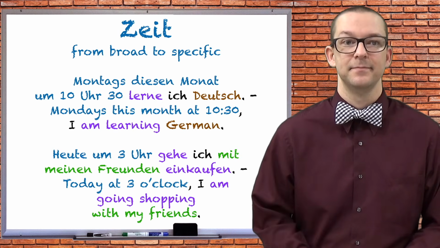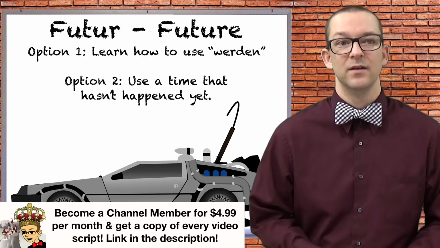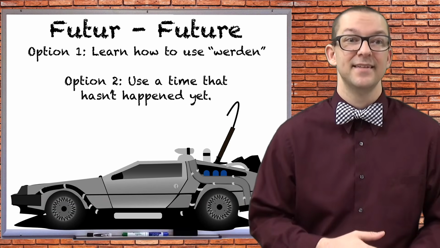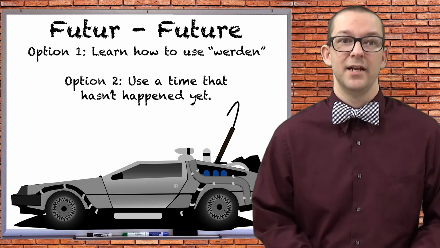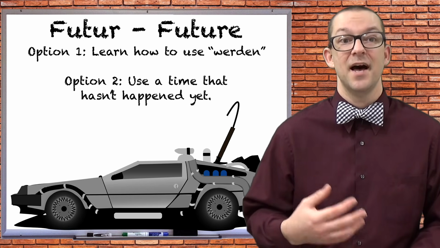The future tense in German can be formed with a special verb called werden, which is conjugated weirdly and requires you to use another verb at the end of the sentence, but you can avoid all of this complicated grammar lesson by just using the present tense with a time element that has not happened yet.